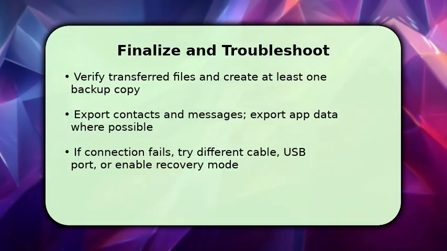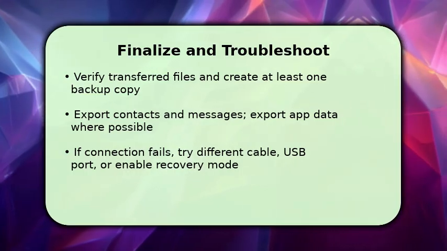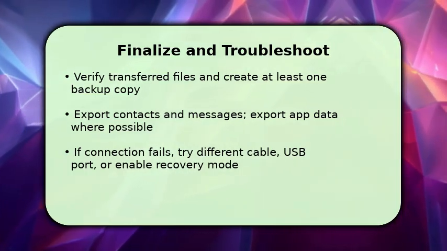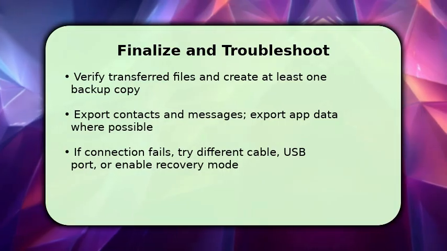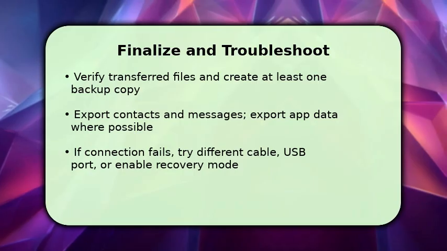If something goes wrong, say the PC can't see the phone, switch cables, try another USB port, test with a different computer, or boot into recovery to pull storage. That single troubleshooting step often fixes visibility issues.